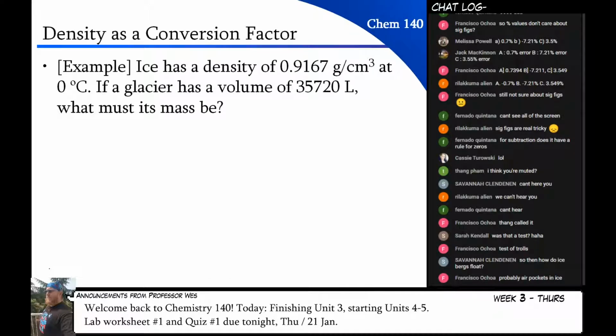All right. So the number I quoted before for ice apparently was a little bit high. This is the actual density of ice, 0.9167 at 0 degrees Celsius. I actually looked that up to do this slide. Let's suppose I have a glacier with a volume of 35,720 liters. It's not a very big glacier, it turns out. What would its mass be?